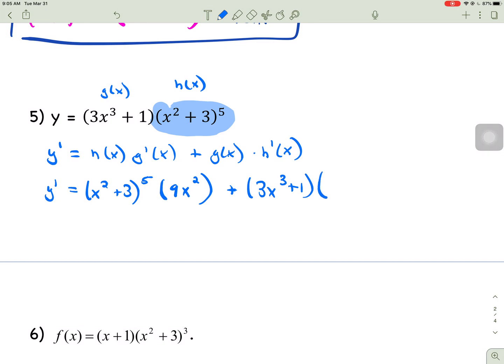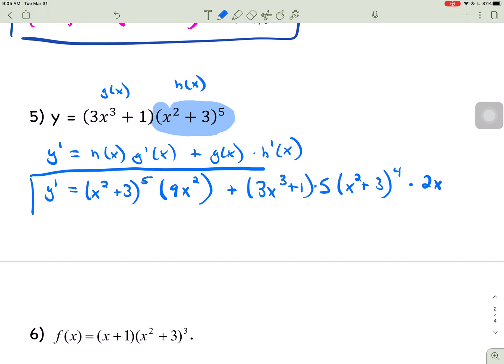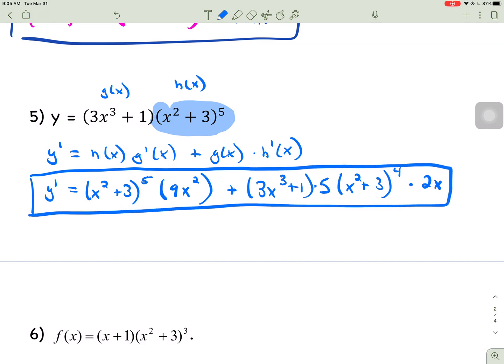Here's where the derivative of the second gets a little complicated. What is the derivative of this? Well, you have to use the chain rule. It's 5 parentheses x squared plus 3 to the 4th, decrease the power by 1, and then the derivative of the inside times 2x. So this entire line here is going to be the derivative. And it's complicated, and you could clean it up, but there's no need. Just leave it.